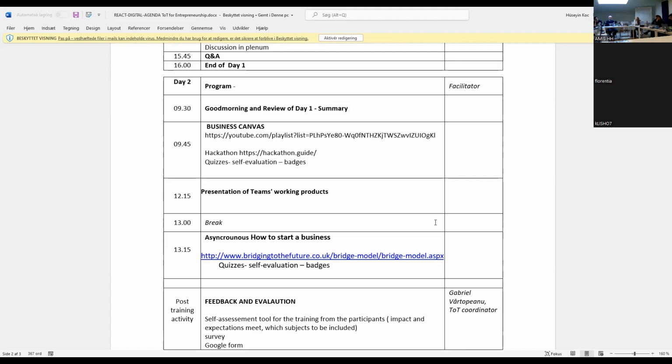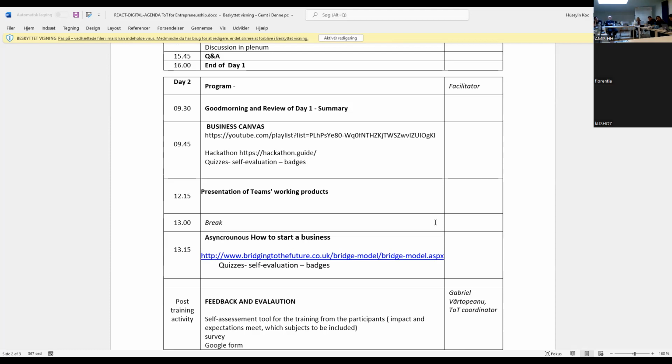And then also the presentations, either this day, or we just leave them a few days to develop them, and then at the next meeting, discuss and present the ideas and get feedback from the participants, from the trainers, and so on.